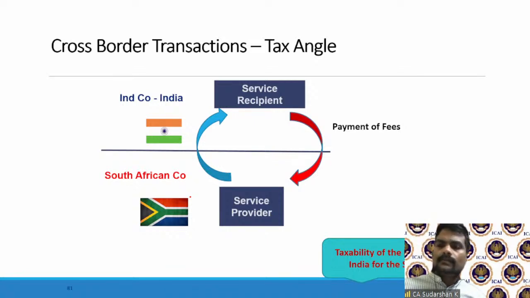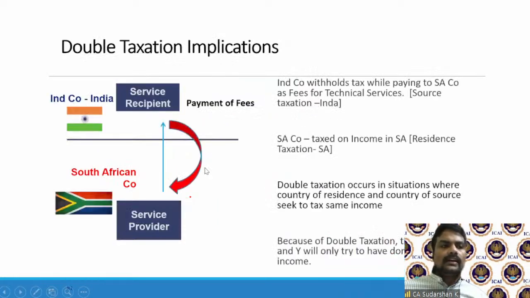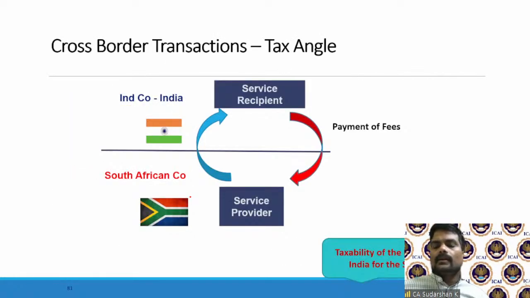You all know this. We have dealt with this extensively. Section 9(1)(vii) of the Income Tax Act: fees for technical services are deemed to arise in India because the services are utilized in India. So, the South African company will have to suffer tax in India.